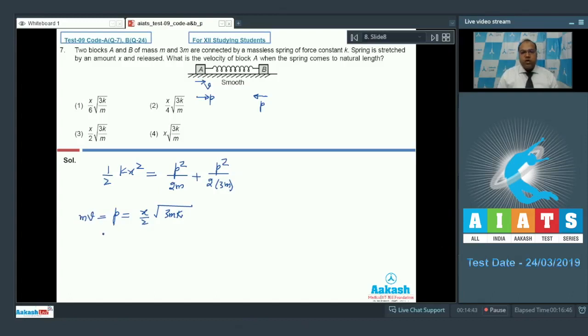So the velocity of the block when the spring attains natural length is given by v, that is equal to x by 2 into under root of 3k by m. So option 3 is the correct answer. Let's move to question number 8.